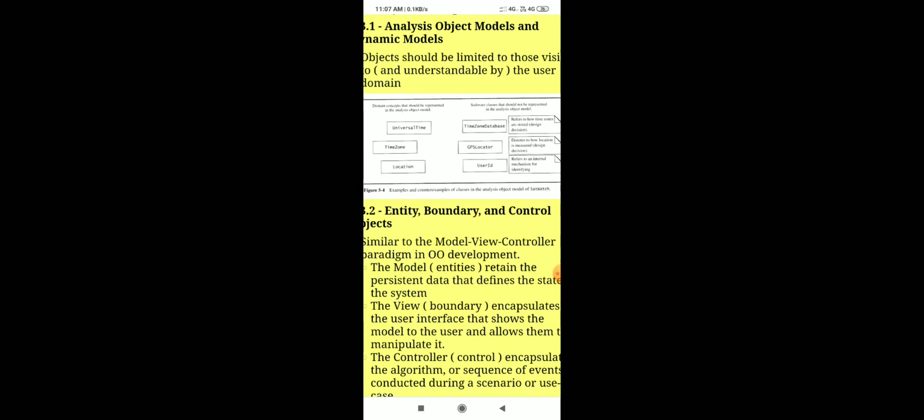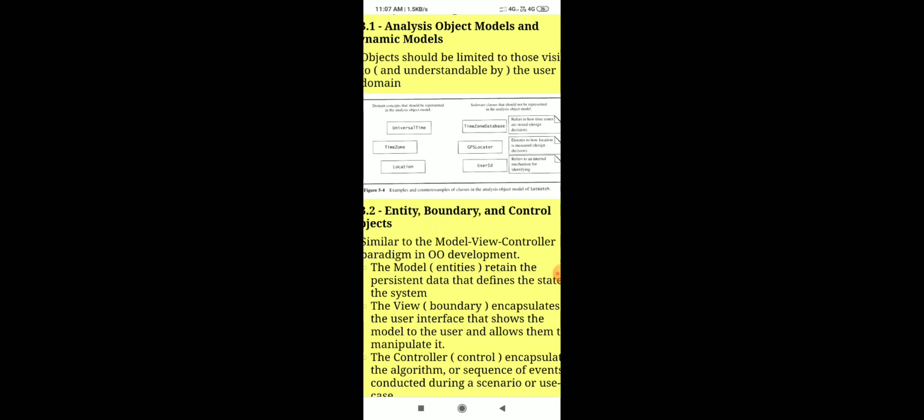Examples and counter examples of classes in the analysis object model of SatWatch are shown in the figure. Domain concepts that should be represented in the analysis model are universal time, time zone and location. The software classes that should not be represented in the analysis model are shown in the right part of the figure. Time zone database refers to how time zones are stored. GPS locator denotes how location is measured. And the user ID refers to an internal mechanism for identifying.